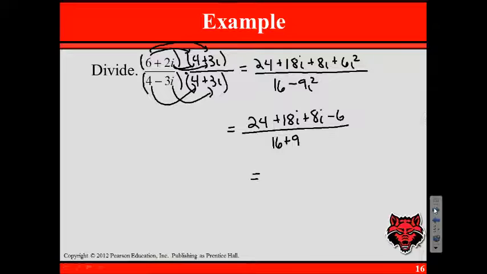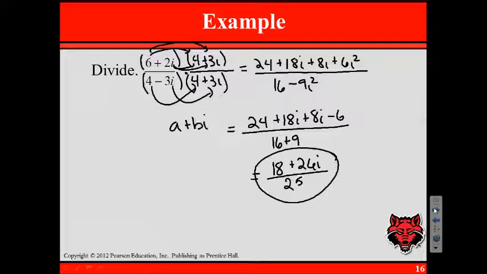At this point, we can combine like terms. 24 minus 6 is 18. 18i plus 8i would be 26i. All over 16 plus 9, which is 25. We could leave it in this form. However, we want to write it as a complex number, a plus bi, where we have one real part and one imaginary part. So we're going to split this fraction into two fractions. That would become 18 over 25 plus 26 over 25 i.